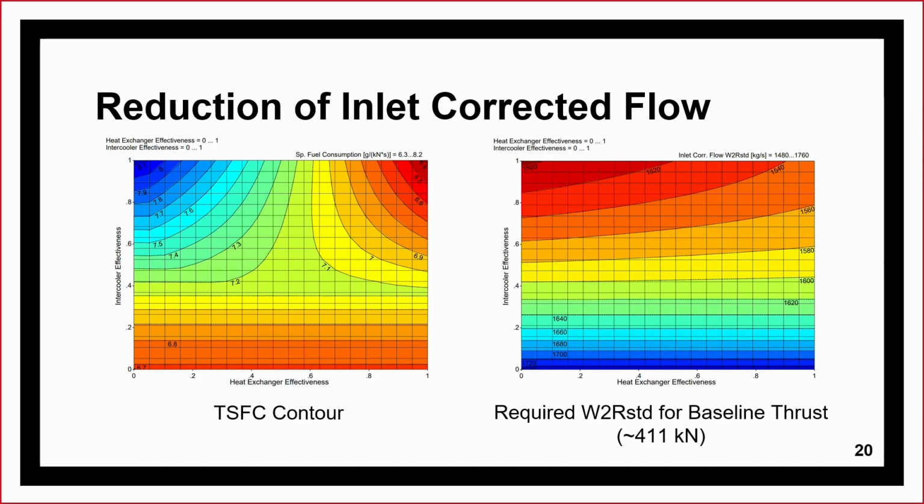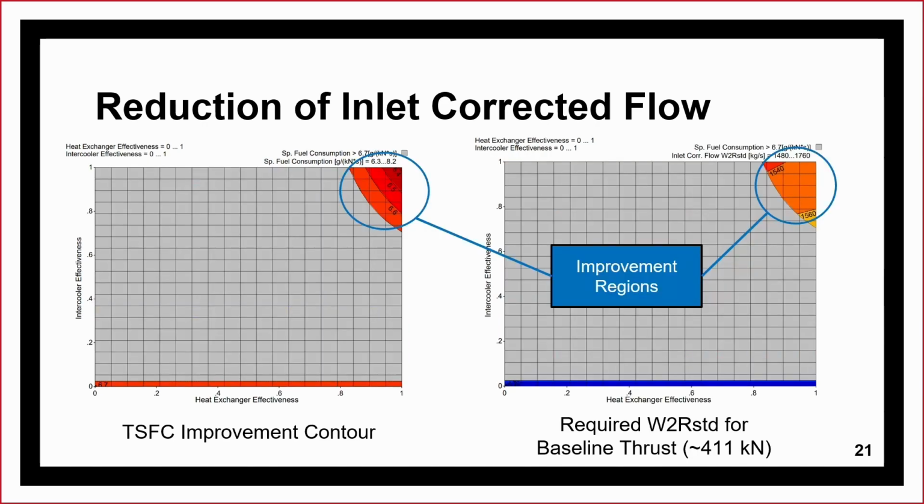The graph on the left looks very similar to the previous graph and shows the TSFC versus intercooler and recuperator effectiveness. The graph on the right shows the value for the inlet corrected flow to match the same thrust as mentioned previously. Increasing the intercooler effectiveness appears to be the largest impact on decreasing the inlet corrected flow. And similar to the previous slides, the colored areas show improvements to the thrust-specific fuel consumption.